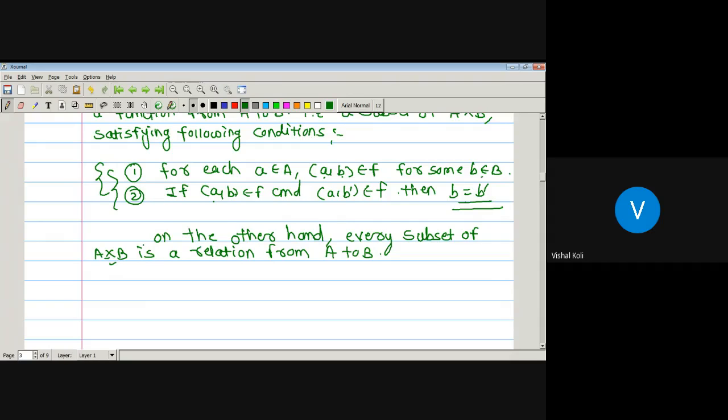As F is a function from A to B, then it is also a subset of A cross B, and every subset of A cross B is a relation from A to B. If F is a function from A to B, then it is a subset of A cross B, so it must be a relation from A to B, which implies every function is a relation.